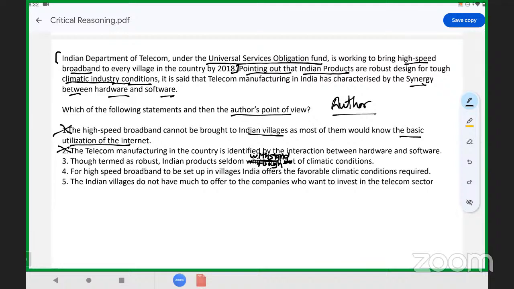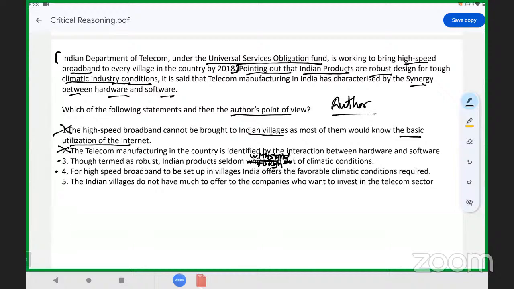So the point number three, we'll look at it again. Point number four: for high-speed broadband to be set up in villages, India offers the favorable climatic conditions required. This point is pointing out that Indian products are of robust design. So the climatic conditions that are needed for high-speed broadband internet are tough, but Indian products have that robust design to overcome such climatic conditions.